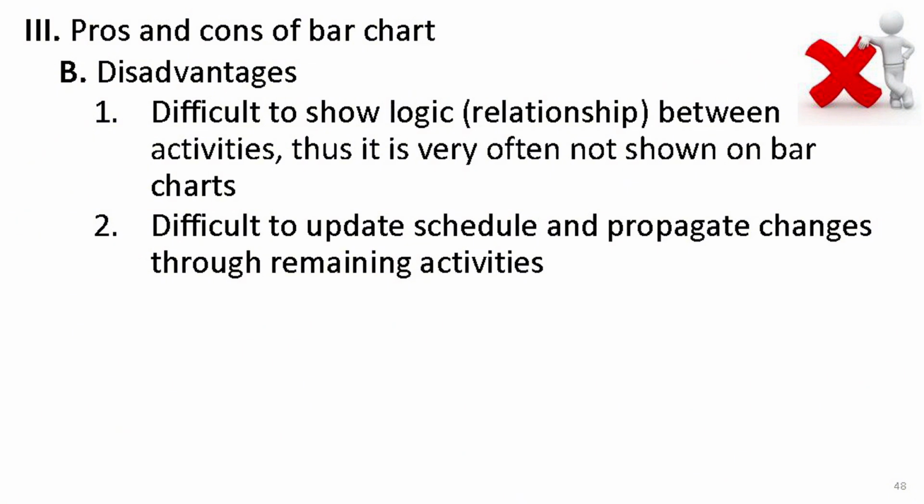Another major disadvantage of bar charts is that they're difficult to update and make changes to. This issue actually stems from the first one. Since bar charts don't show the logical dependencies between activities, it's hard to analyze how a delay in one activity might affect the others. For example, if activity A gets delayed, can you easily figure out which other activities will be impacted? It's tough to tell just by looking at the bar chart, because we're not tracking the logic between them. This is a key limitation of bar charts, and for this reason, you'll need to use more advanced scheduling methods, which we'll cover in the next module.